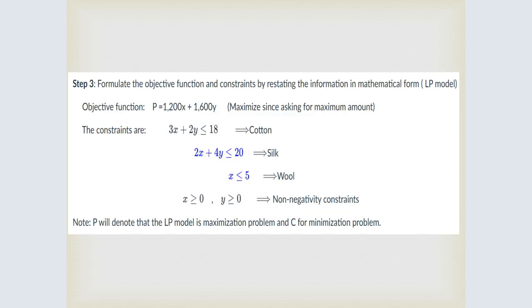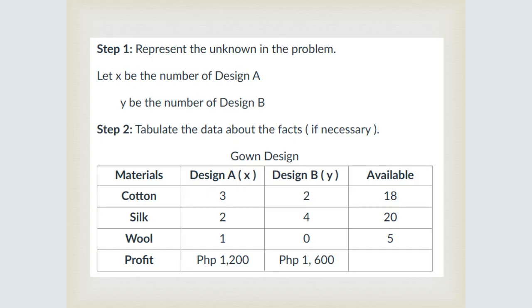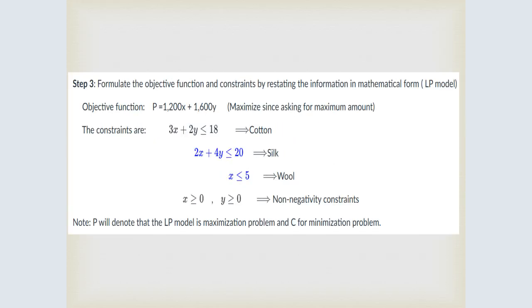Now for the second constraint, we have 2x plus 4y, which is also less than or equal to 20. So ayan, 2, 4, 20. And then for the wool, since we don't have y, it only means x is less than or equal to 5. So those are the constraints. Again, these 3 are our structural constraints. And then of course, automatically we have the non-negativity constraint, which is x is greater than or equal to 0 and y is greater than or equal to 0.